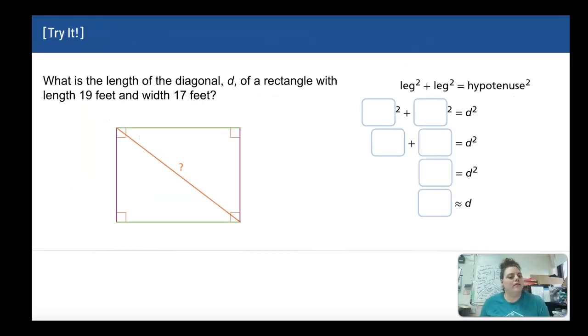You try figuring out this problem. What is the length of the diagonal of a rectangle with a length of 19 feet and width of 17 feet? Again, I'm giving you the legs of this so that you can find the diagonal or the hypotenuse. Fill in the blanks to answer this question. You should get that it is 25 and a half or 25.5.